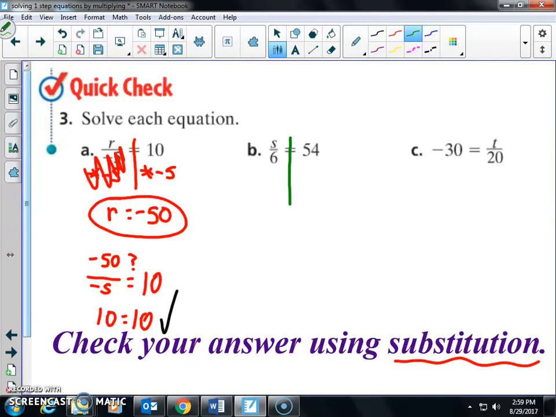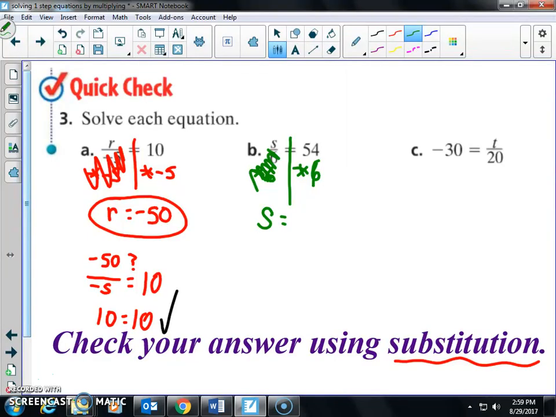I'm going to cut it down the middle. Fraction bar means divide by 6. So in the problem, if they divide by 6, I have to multiply by 6 on both sides. The divide by 6 and the multiply by 6 will cancel. Leaves me with s all alone.